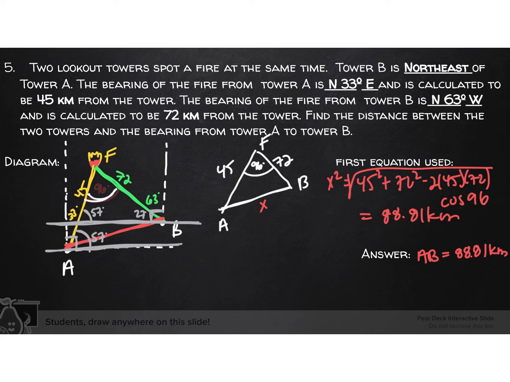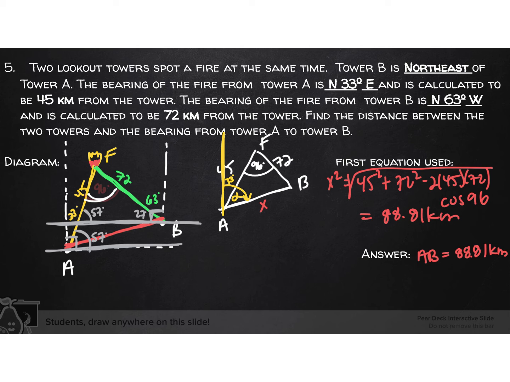The other thing it asks us for is the bearing from A to B. Again, not obvious. This is a really hard question. But bearing is from north. So I'm going to put this back in. We know that this is 33. So the bearing is going to be north blank east, and we need to figure out what that blank is. It's going to be 33 plus whatever that angle is. You can find that angle by doing law of sines.